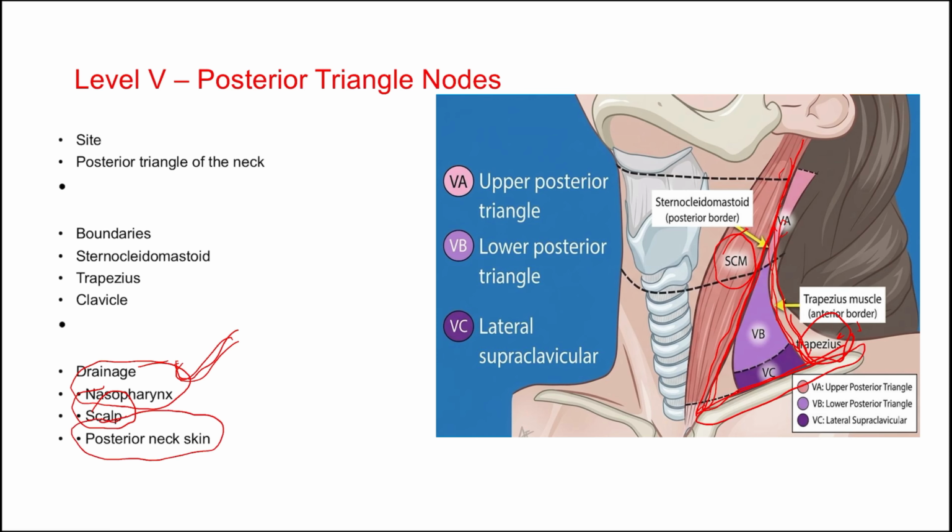Level 5 lymph nodes receive lymphatic drainage from the nasopharynx, scalp, and the skin of the posterior neck. They are frequently involved in nasopharyngeal carcinoma and malignancies of the scalp. So enlarged lymph nodes at level 5 can be one of the earliest presentations of nasopharyngeal carcinoma.